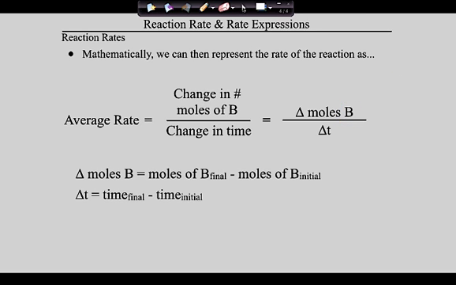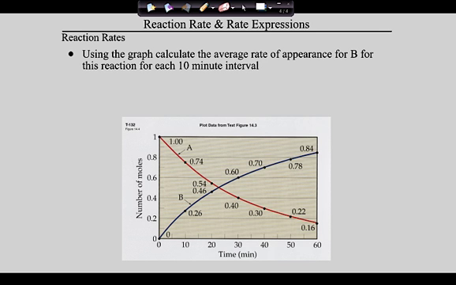Okay, so here's what we're going to do. We're going to break into teams. Yay, go team. So guys, what we're going to do is this. We are going to figure out the rate of this reaction in 10-minute intervals. So we've got 6 of those, and we've got 6 groups.